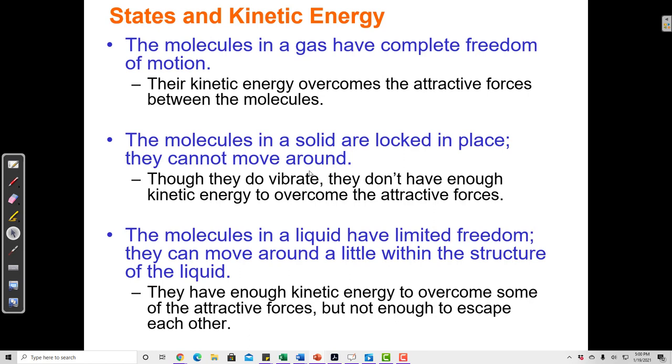So particles in a solid have very, very low kinetic energy, which means the particles are moving very slowly. So if particles are sticky and they're moving really slowly, then they can't get away from each other. So they're stuck in place. And in a liquid, they're kind of in between.